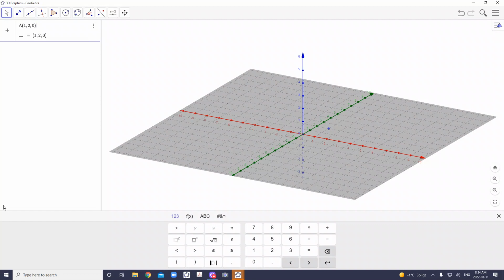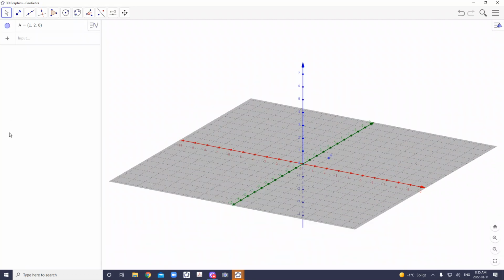And if you see, this blue dot is this one. You should expect that it would be on the ground level because the z-coordinate is 0. Yes, the z-coordinate is 0, so it lies here. And in this GeoGebra, I don't know why they don't label the coordinate axes. This is the x-axis, this is the y-axis, and this is the z-axis, and that is really a right-handed coordinate system.